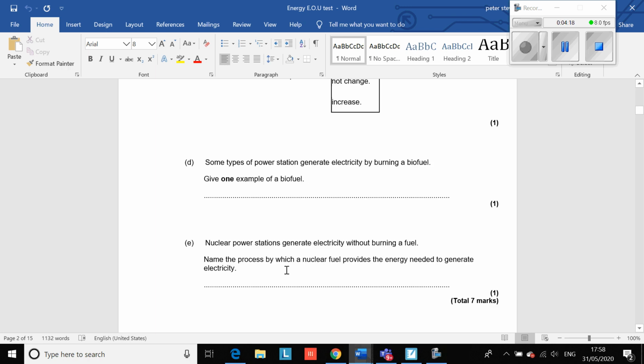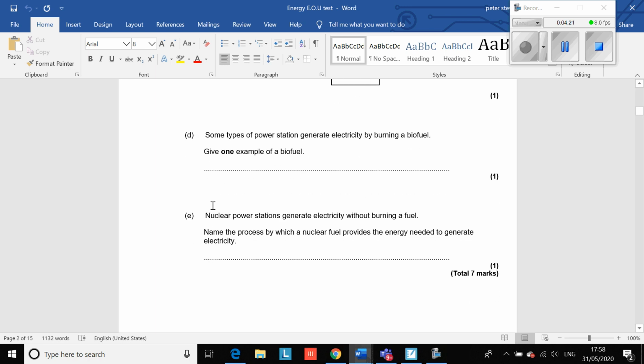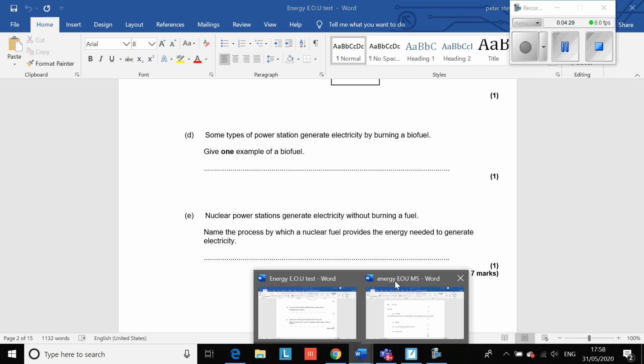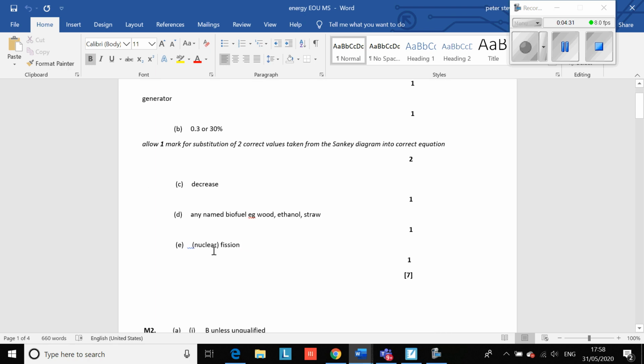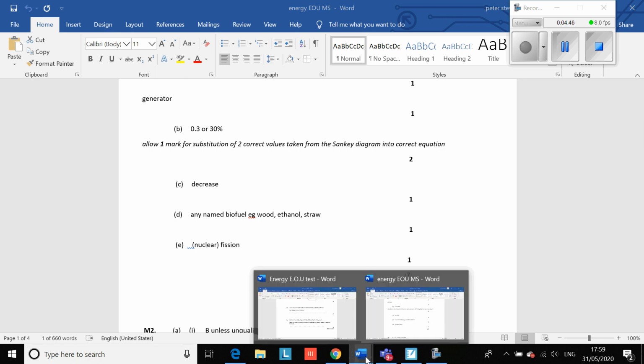Nuclear power stations generate electricity without burning a fuel. Name the process by which a nuclear power station provides energy needed to generate electricity. It is nuclear fission. It's that word there, fission, that they were after, and that gets you 1 mark. Nuclear on its own doesn't, a nuclear reaction doesn't get you anything. It's fission that they want. So the first question was out of 7 marks. Give yourself a score out of 7 for that, please.